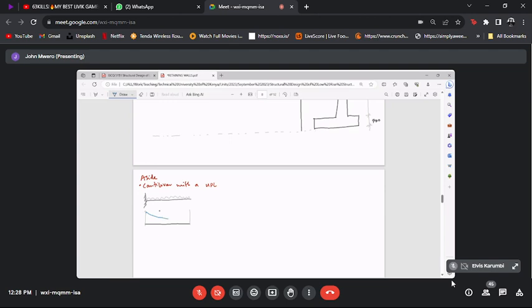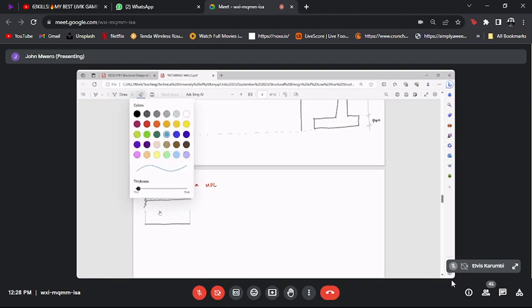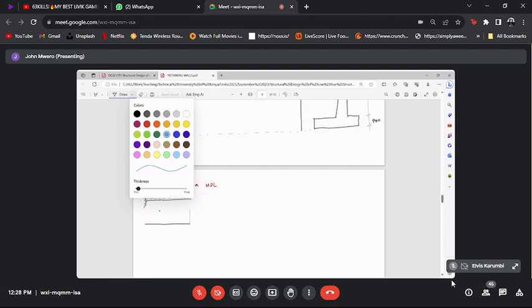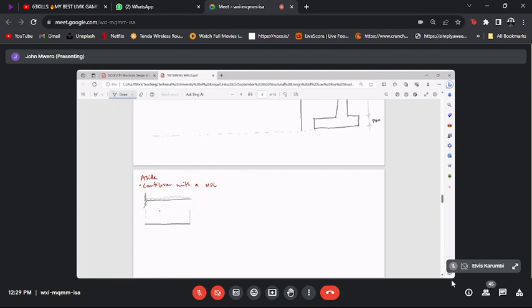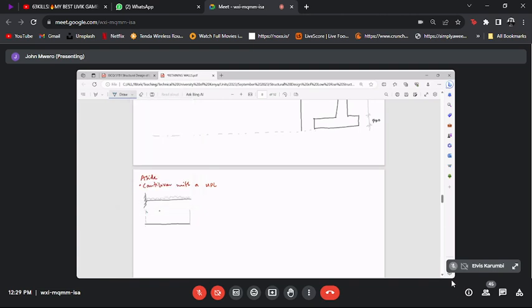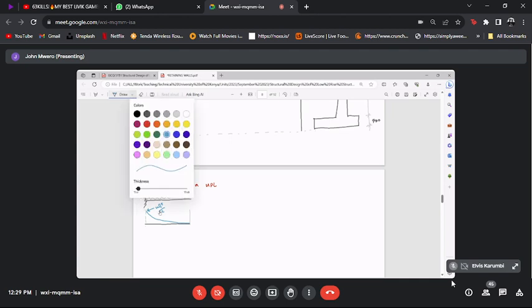It will be a parabola like that. Yeah, that's better. And this value here will be simply WL squared over 2. This is a cantilever with a uniformly distributed load.